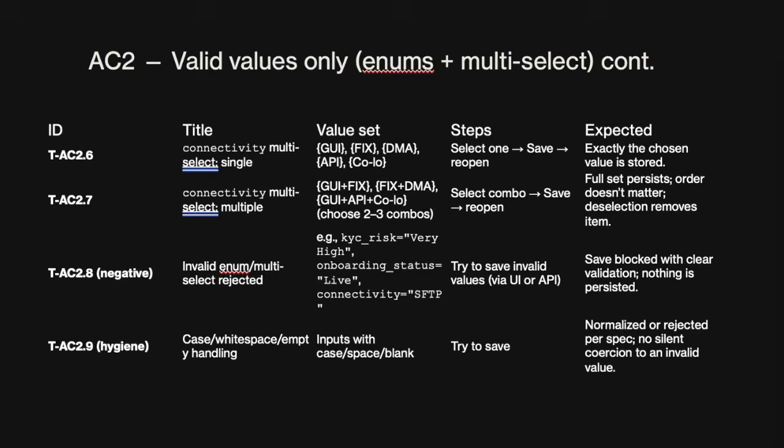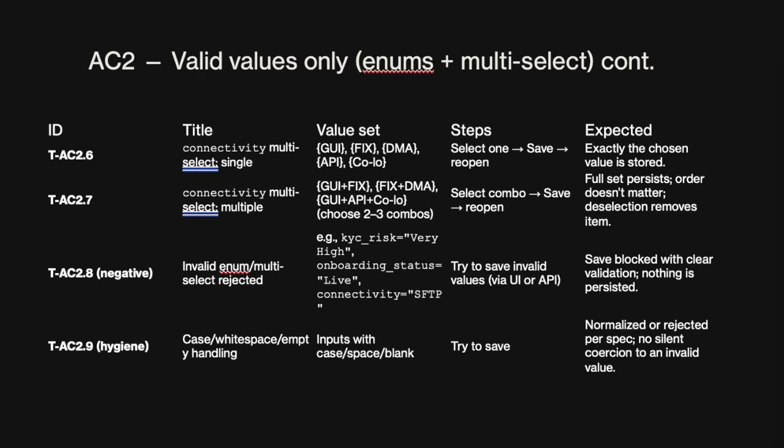Test AC 2.9, hygiene, case, white space, empty handling. We try inputs with case differences, leading and trailing spaces, and blank values. Expectation, values are either normalized to the canonical enum, fix in small caps through to FIX in full caps, or rejected per spec, never silently coerced to the wrong thing. This closes the door on subtle, looks-fine-in-UI, breaks-in-rules defects.